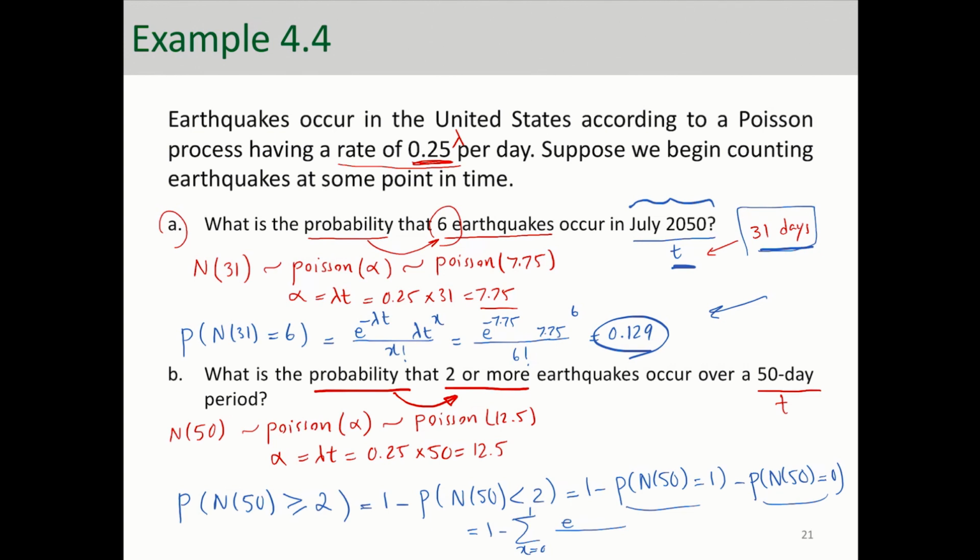e to the negative 12.5 to the x over x factorial. And if you replace x with 0 and 1, sum over, you're going to get 0.99, which is a very high probability, and makes sense because if the rate of arrival is 0.25 per day, meaning that every 4 days you're expecting to see 1 earthquake, there is a really good chance that in 50 days you see 2 or more. So that's why this probability is very high.